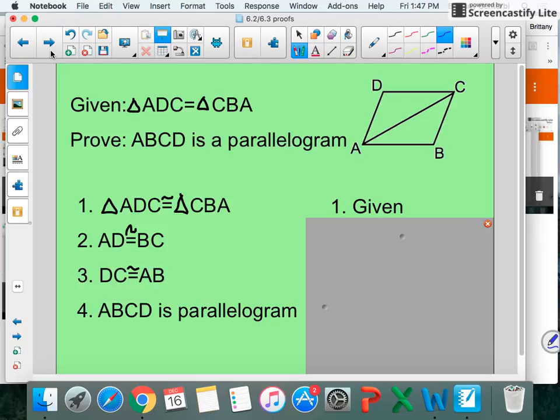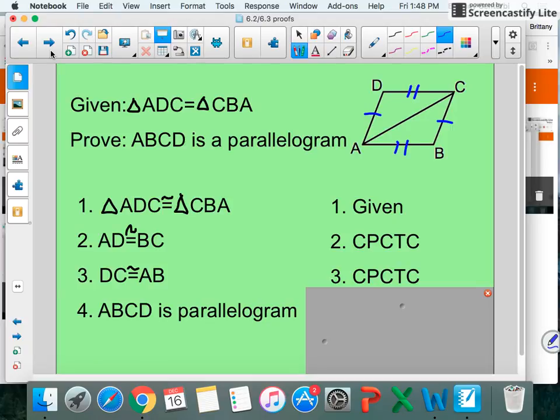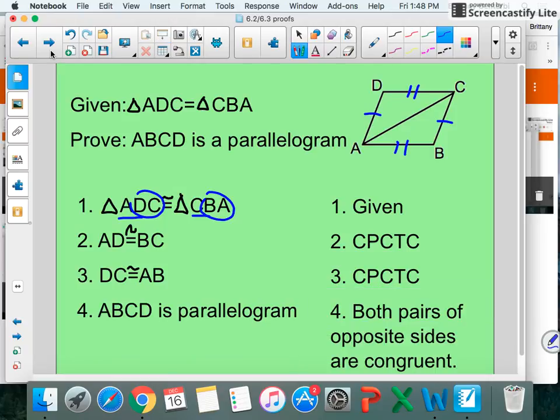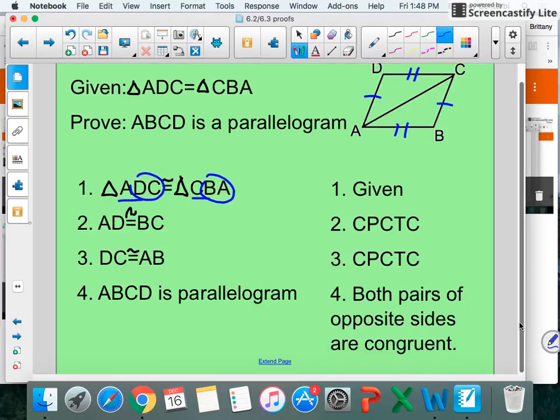Now I know that triangles are congruent, so that tells me that the corresponding parts are congruent. So what I can say is that AD is congruent to BC, and that's by CPCTC. And I can also say that DC is congruent to AB. And again, I can say that because these triangles are congruent. So if I look at my triangle, I've got AD congruent to CB, and I've got DC congruent to AB. And so with that, now I have a parallelogram because my reasoning is I know that if both pairs of opposite sides are congruent, that makes a parallelogram.